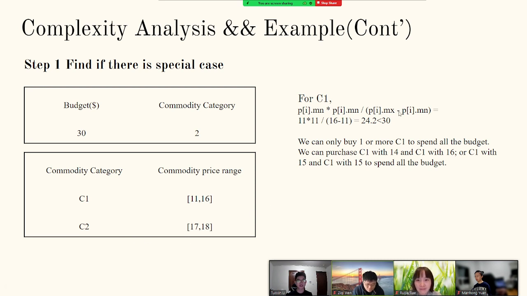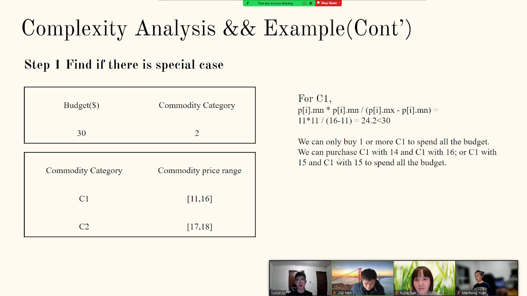Based on this equation, we can find that it is satisfied. So we know that with only purchasing commodity 1, we can spend all the budget. Let's see if that's correct. If we purchase C1 at 14 and another C1 at 16, 14 plus 16, we spend all the budget. And also if we buy 2 C1s with price 15, we can also spend all the budget.